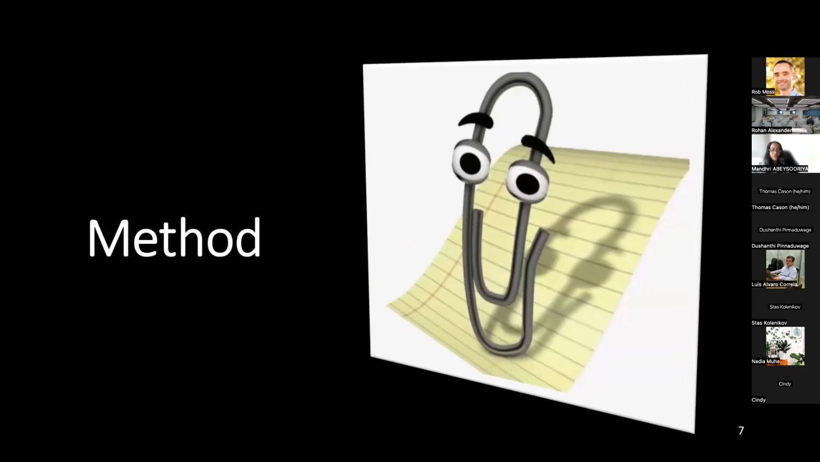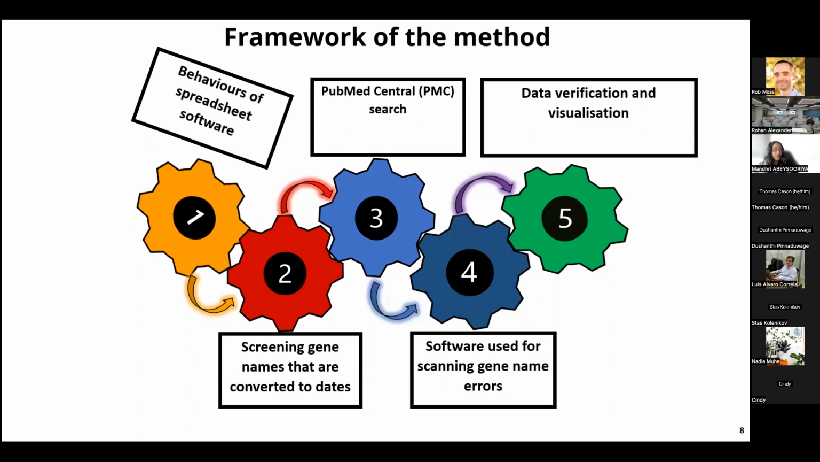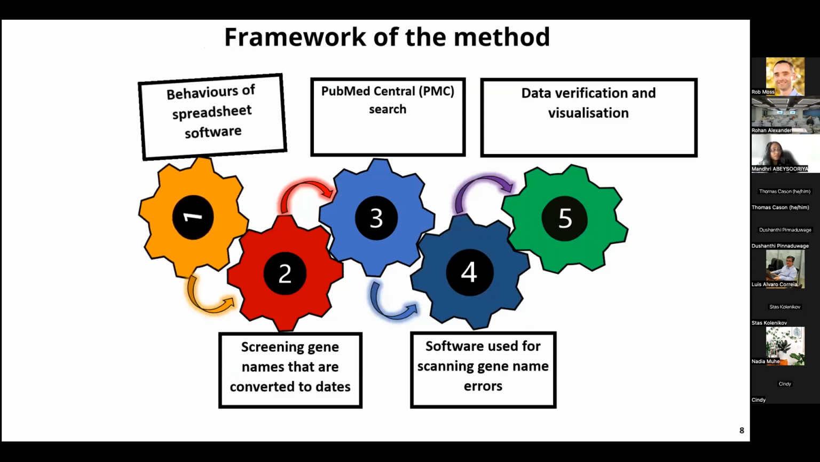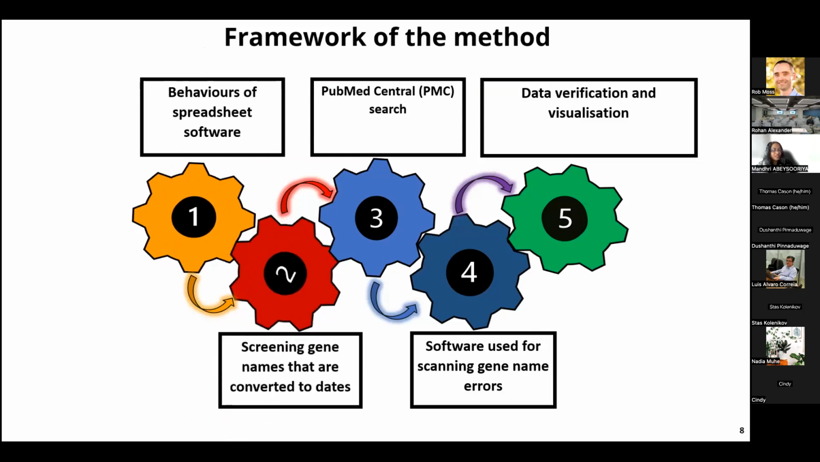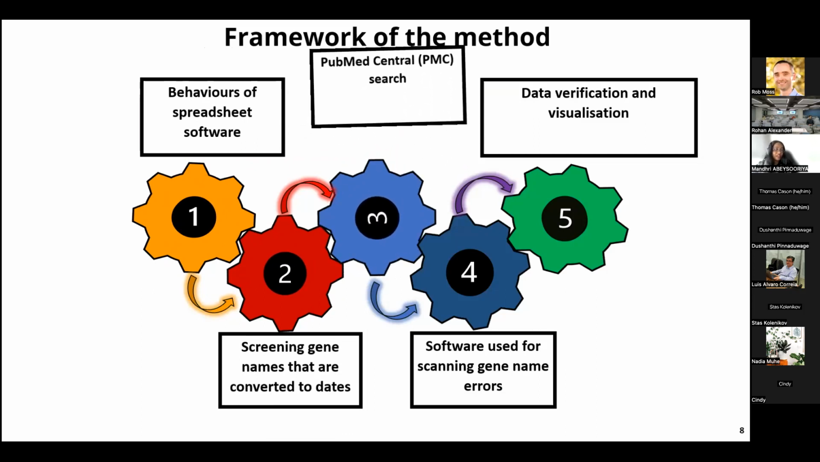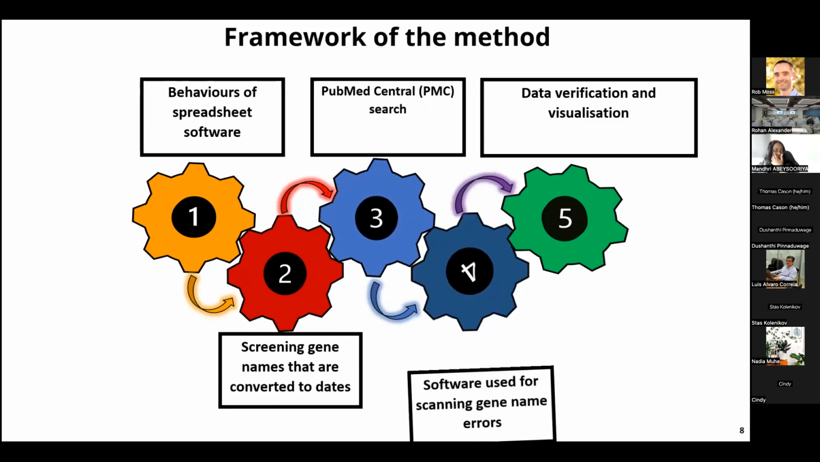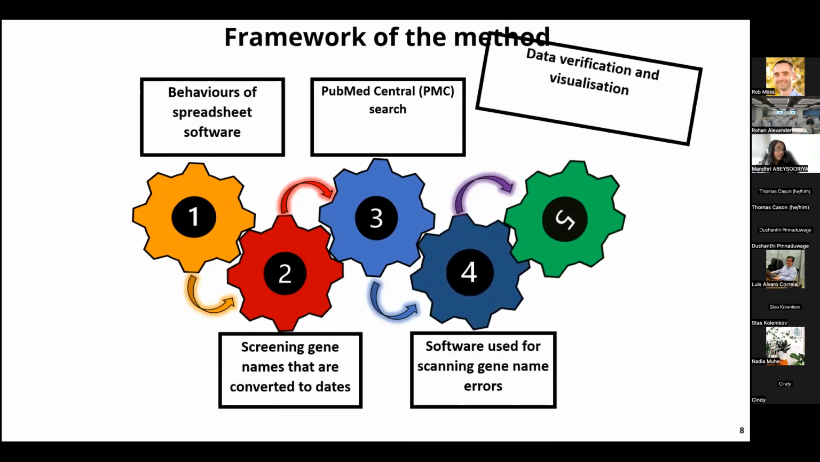So moving on to the method. This is the framework of our method, where we started by observing the behavior of the spreadsheet software, and then screening the gene name errors that have been converted to dates. And then we did a PubMed Central search to find the articles. And then we had software which we used to scan the gene name errors. And then finally, data verification and visualization.